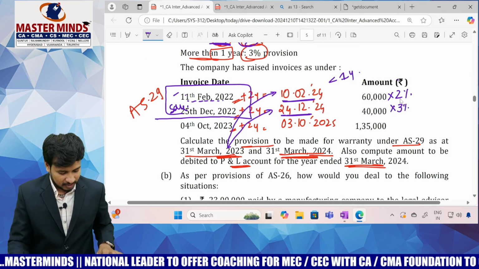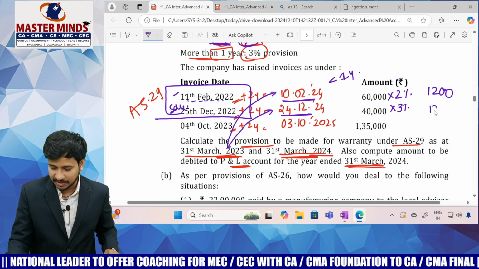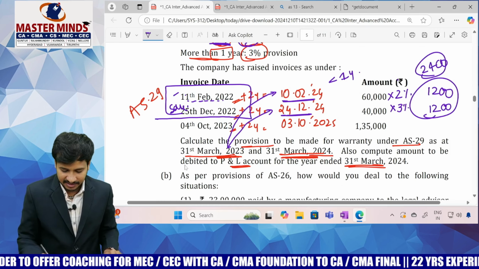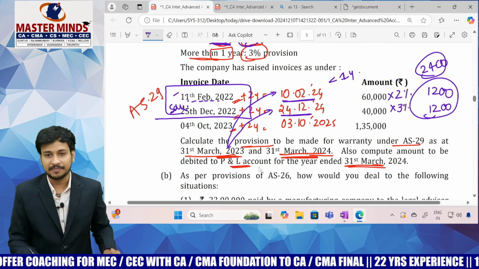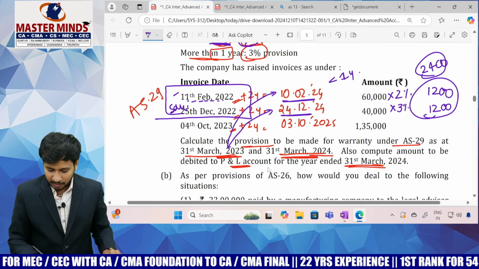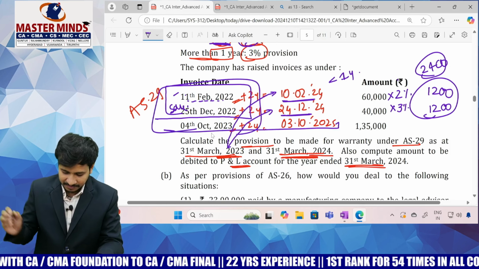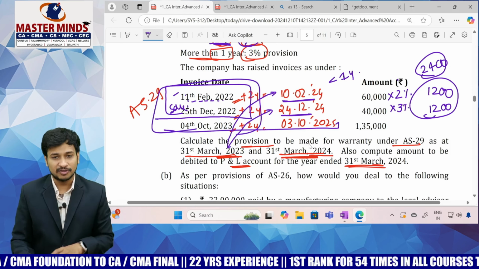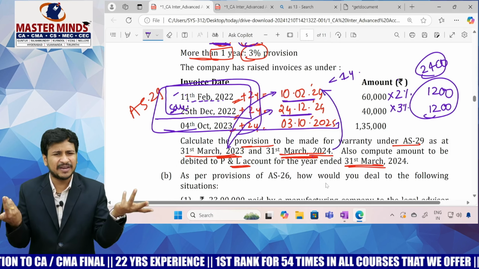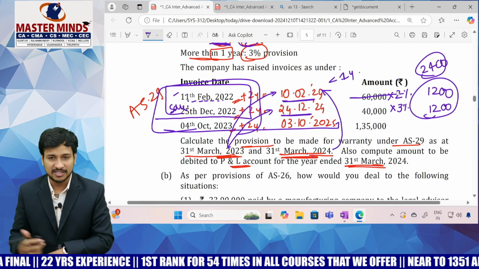So 60,000 into 2%, 1200, and again 1200, 40 into 3. On a whole, 2,400 is a provision required as at year ending 31/3/2023. And as at year ending 31/3/2024, on or before 31/3/2024, of course, all these three sales were happened. Next, now you need to check out the balance of warranty period. 31/3/2024 to 10/2/2024 already expired. There's no balance warranty period, and hence provision is not required on this for the next financial year.